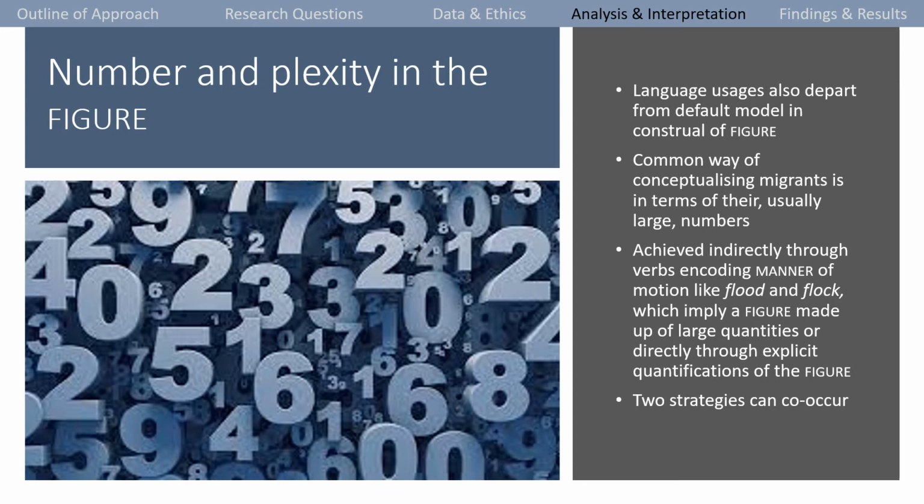Besides the addition of manner, another way in which actual language usage found in discourses of immigration departs from the default motion event is in the construal of the figure. In our original example, the number or extent of the figure was not specified. However, a common way of conceptualizing migrants is in terms of their usually large numbers. This can be achieved indirectly through verbs encoding manners of motion like flood and flock, which imply a figure made up of large quantities. Or it can be achieved directly through explicit quantifications of the figure. Of course, the two strategies can co-occur, as in the examples we've just seen.